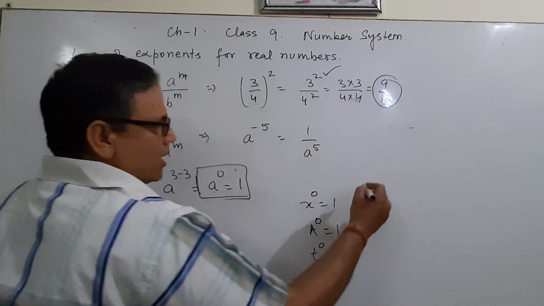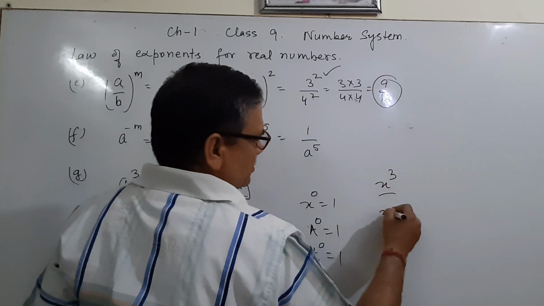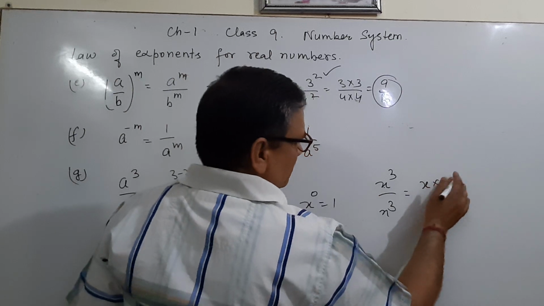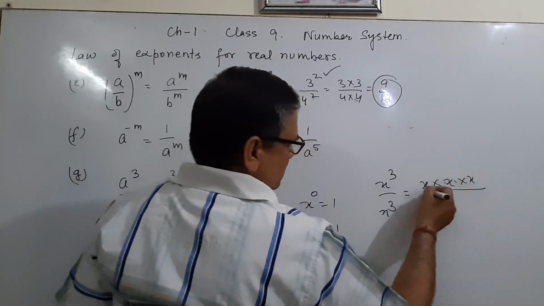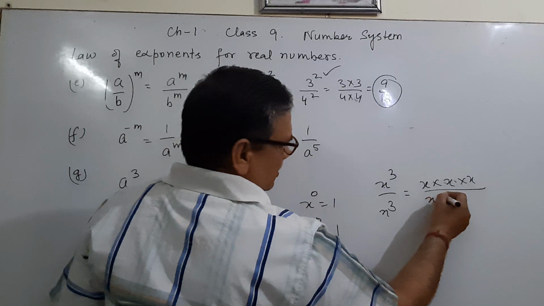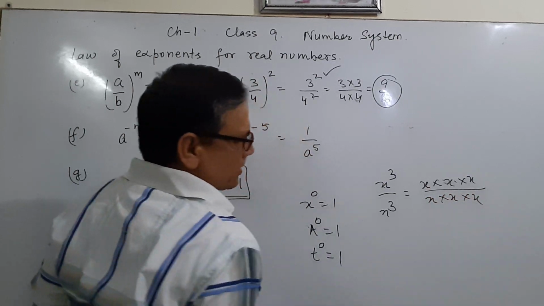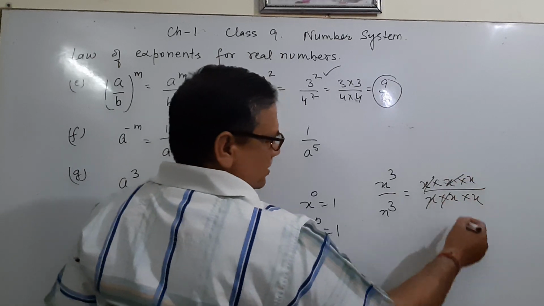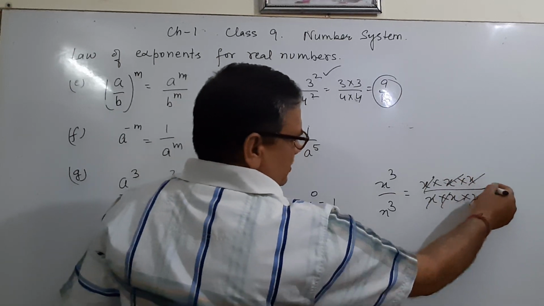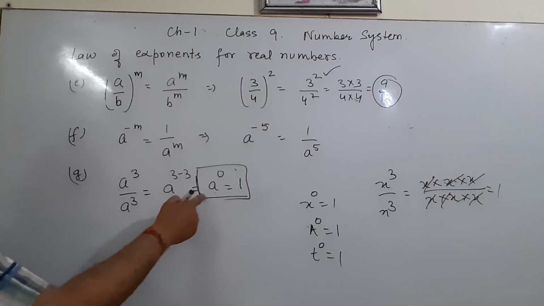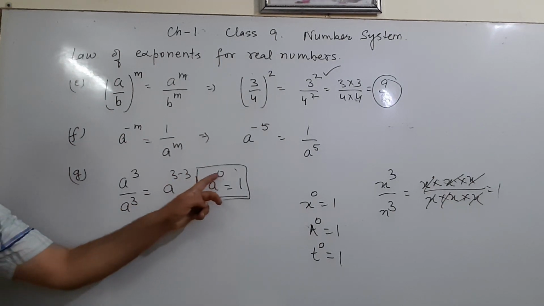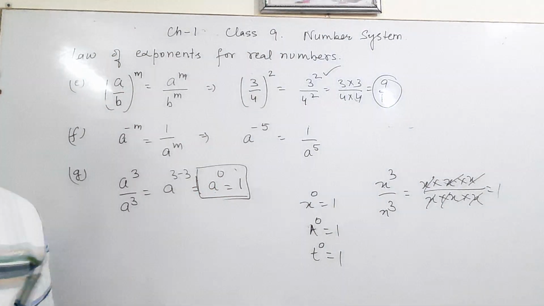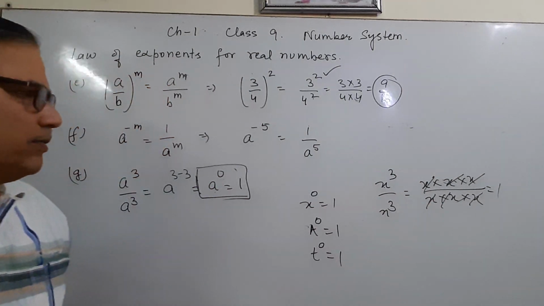Why? x power 3 upon x power 3 is equal to x multiply how many times? 3 times. x multiply x multiply x upon x multiply x multiply x. This x cuts, this x cuts, and what is left? 1. Therefore, if the power of any real number is 0, then the value will be equal to 1. It is verified here.